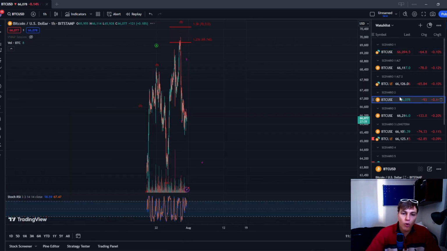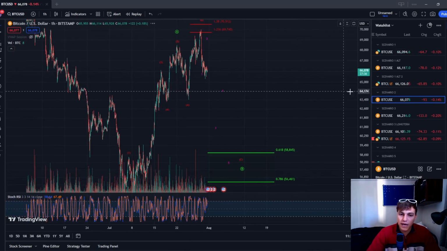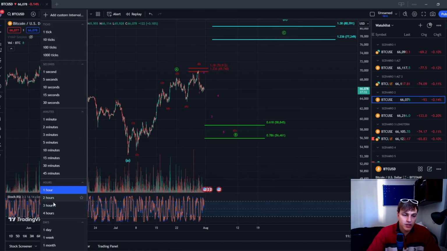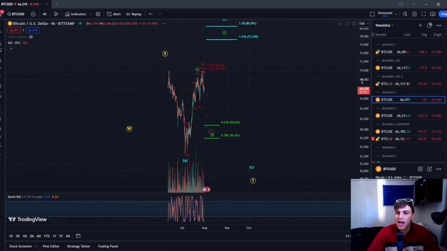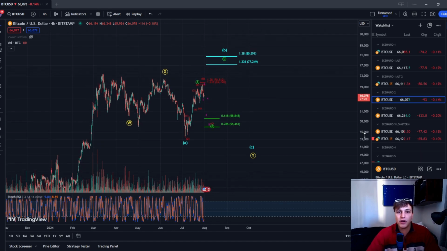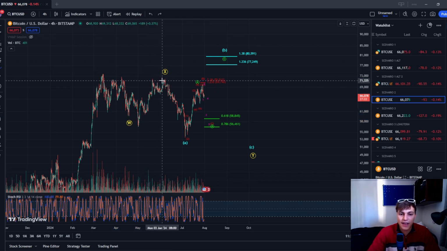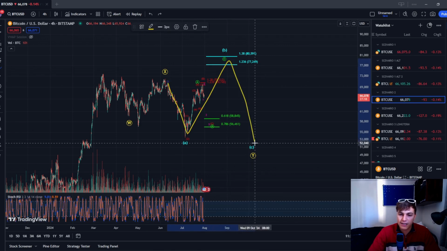Now, the highest probability bearish scenario at the moment is this. If we go to the 4 hourly time frame, this is an unfinished WXY. As you can see here, a W, an X in an expanding flat, and then a Y again in an expanding flat.